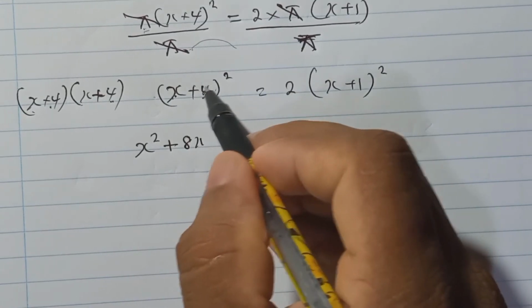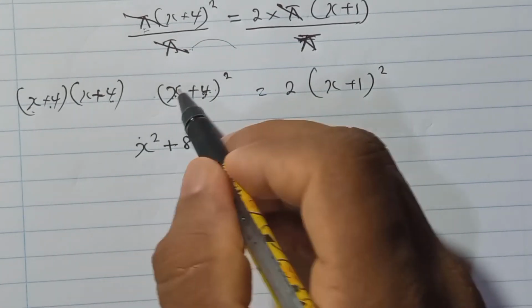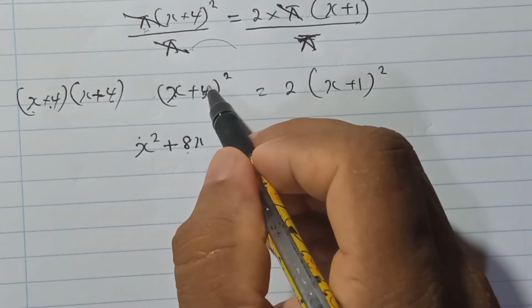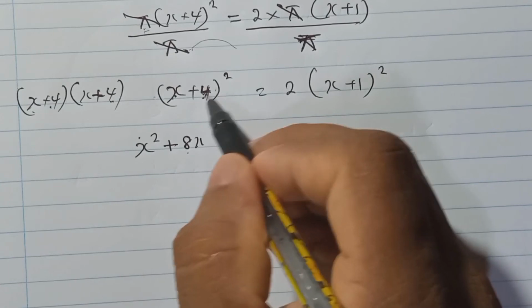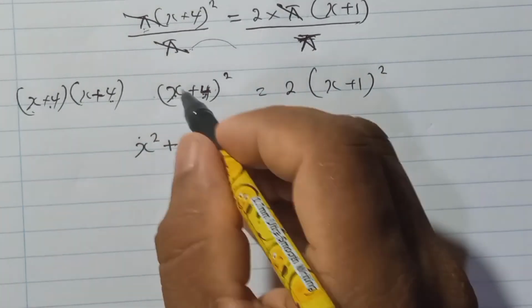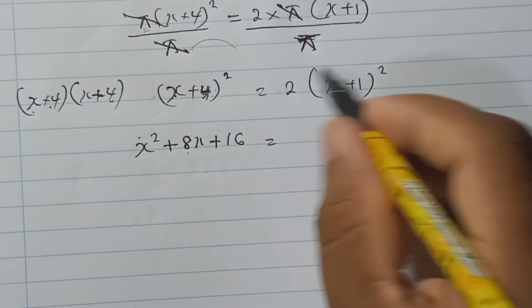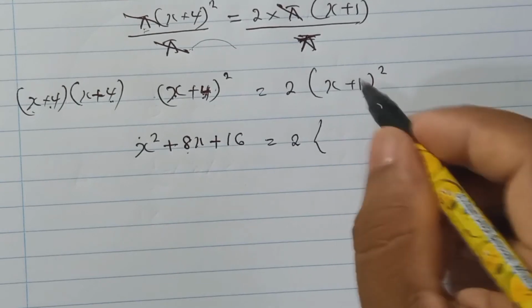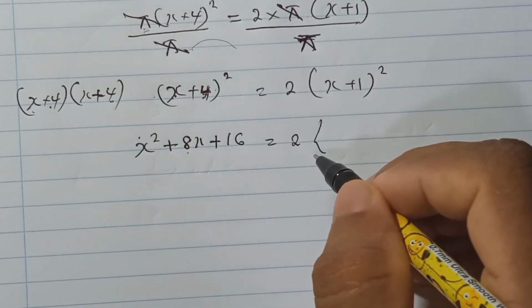And here finally, first one is square, first term into second term into 2, then the second term is square, that means 4 square. Here 4 is the second term, that one is squared. 4 square means 16. Right, now we did this side. Okay, here we have to multiply, it's okay. Let's do this one first.